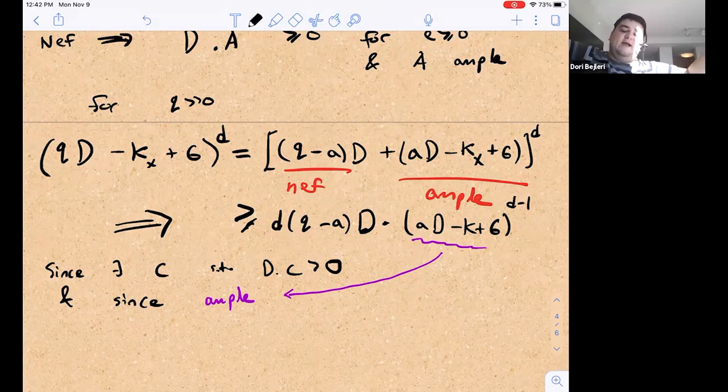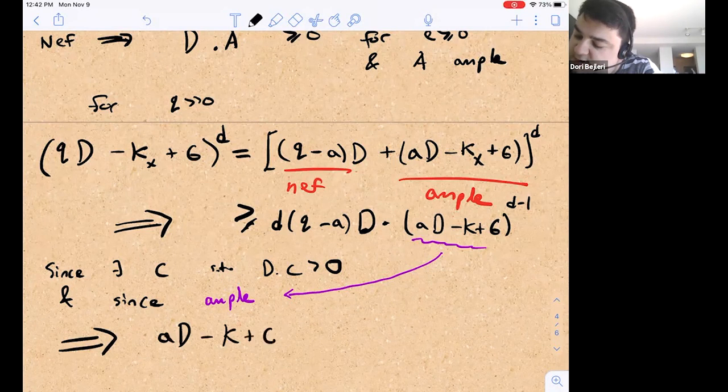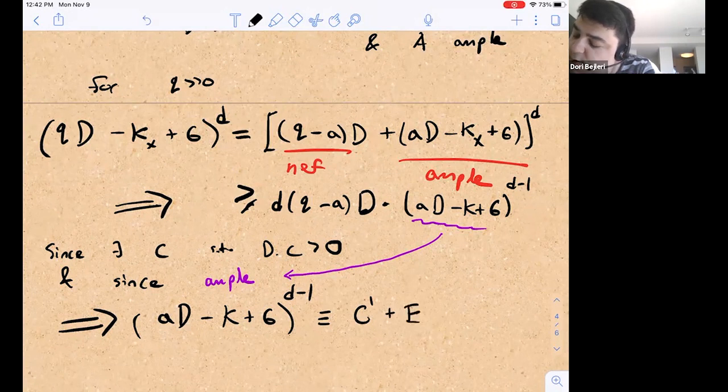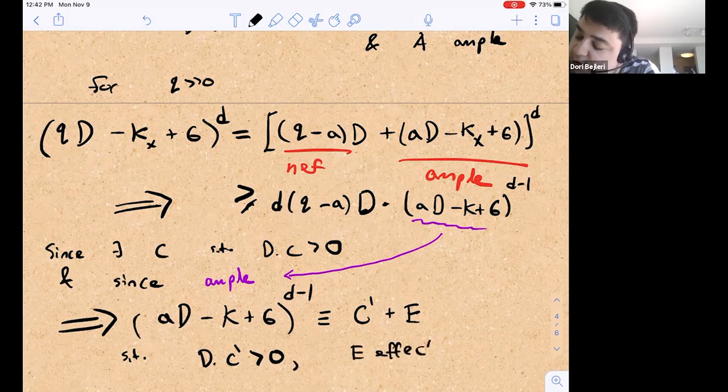And then we'll just divide. Since we have to make everything a high enough multiple, we'll just divide again because we only care about numerical computations. So that implies that we can write some expression for AD, up to numerical equivalence, that AD minus K plus G to the D minus 1 can be written as some C prime plus E, where D dot C prime is strictly bigger than 0. So C prime is just some multiple of C, and E is effective. And again, this is where we use that D is not numerically 0.